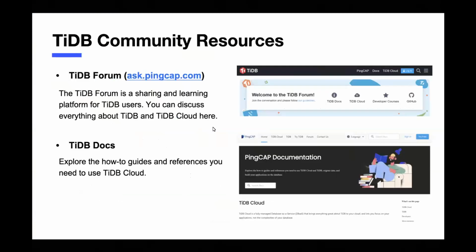So here are some online resources for you to ask questions. Besides this meetup, you can use the TiDB forum. We also have some websites with docs, where you can explore how-to guides and get more reference when you use TiDB Cloud.